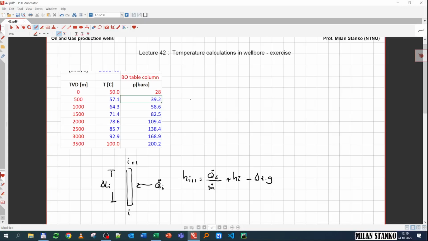Welcome. In this lecture, we're going to do an exercise on temperature drop calculations in the wellbore. The main goal of the exercise is going to be to calculate the temperature along the vertical well, from the bottom hole all the way to wellhead.